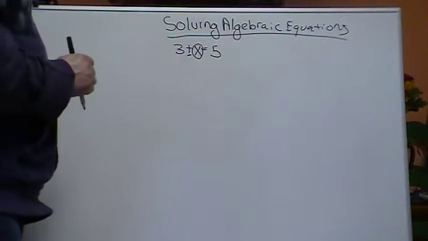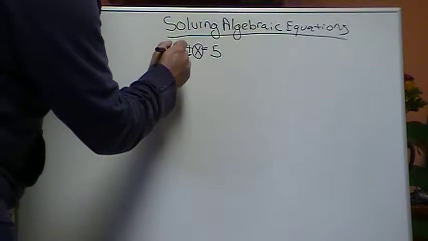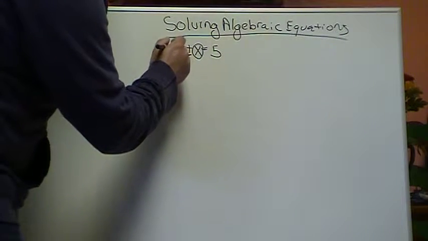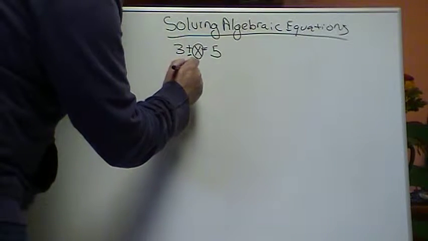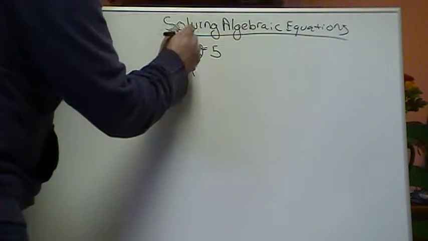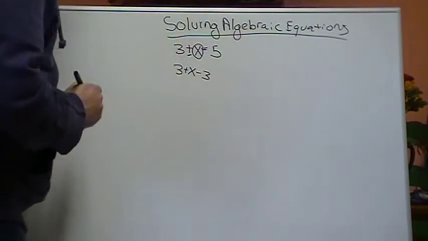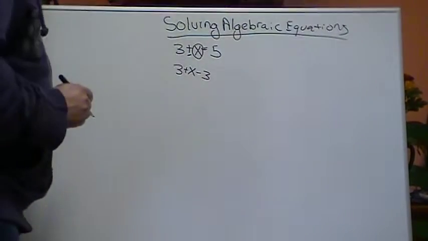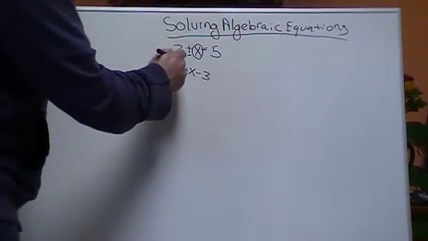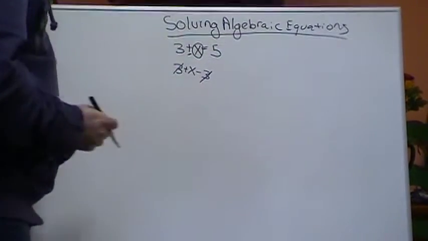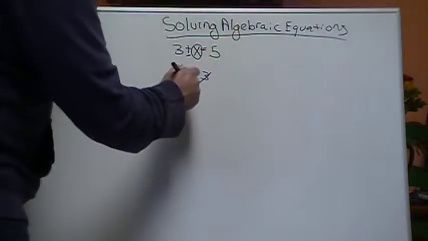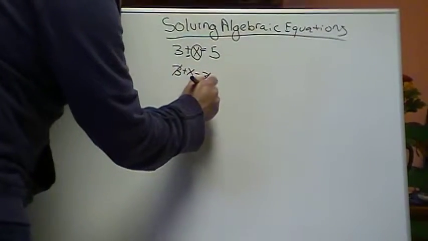To ensure that this x is all by itself, we need to get rid of this 3. And the way we do that is we subtract the 3 from this side. So it's going to be 3 plus x, and now we need to get rid of the 3 by subtracting 3. And of course, 3 minus 3 is 0. So the 3's are gone. And all we're left with is x on this side.